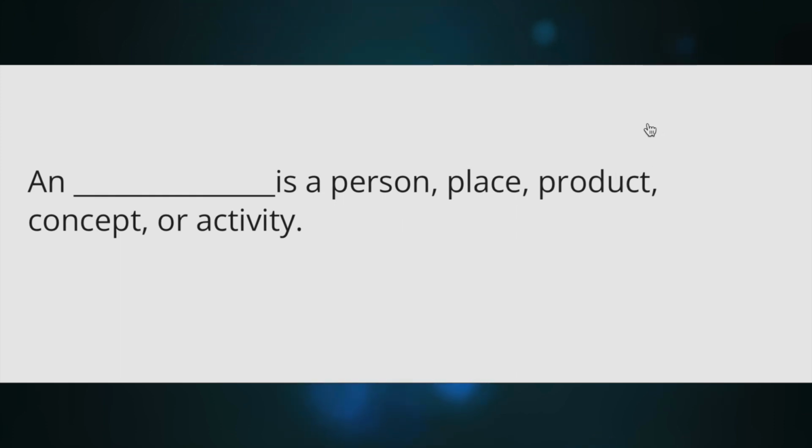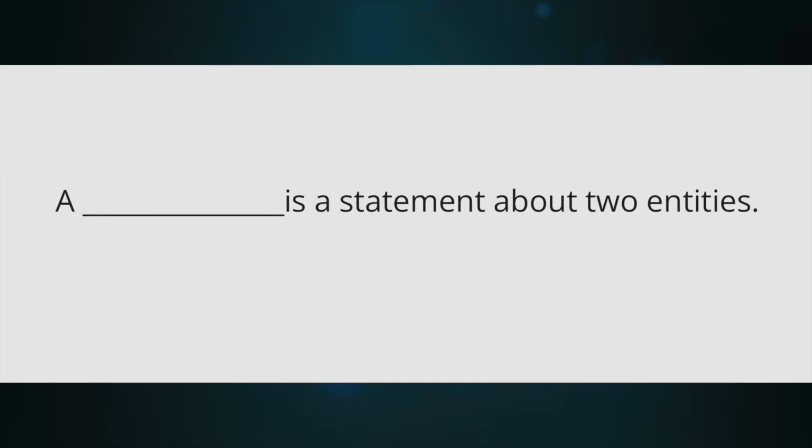An entity is a person, place, product, concept, or activity. Entities are usually singular and not plural as well. So it doesn't say persons, places, products. For example, people would say one person for the employee name, not Tom and Sue. No offense to any Toms or Sues out there, I'm just using the most generic names possible to help get through this. So a blank is a statement about two entities. Relationship.